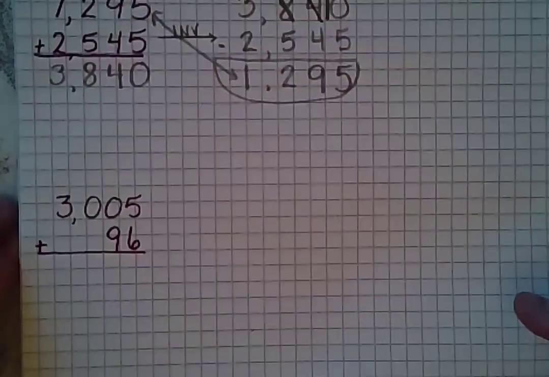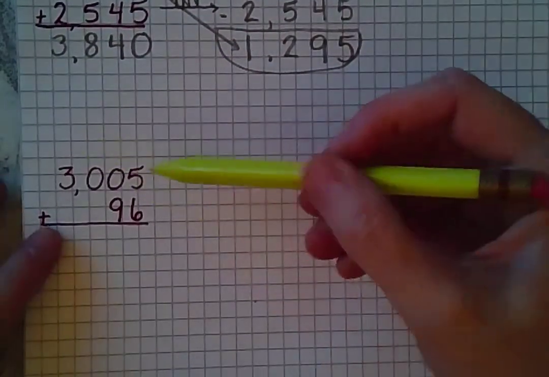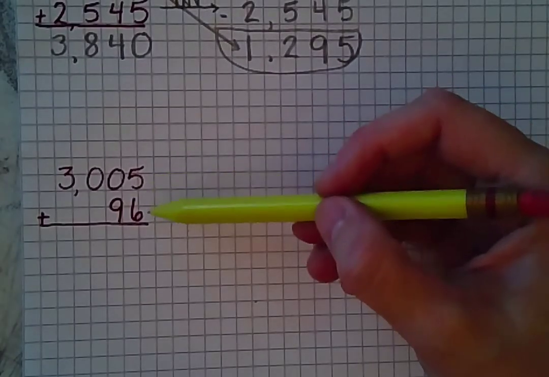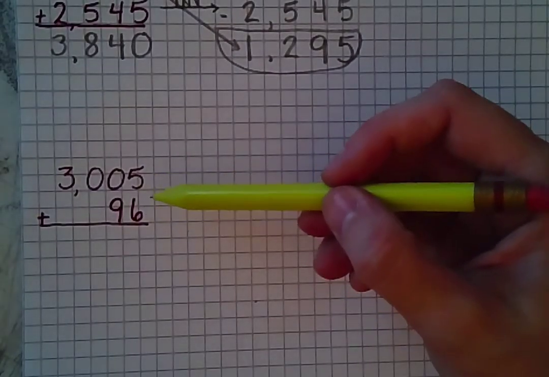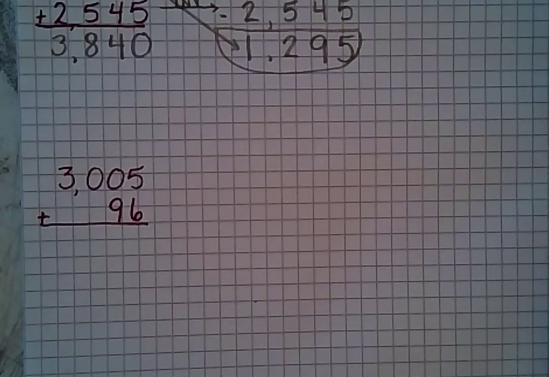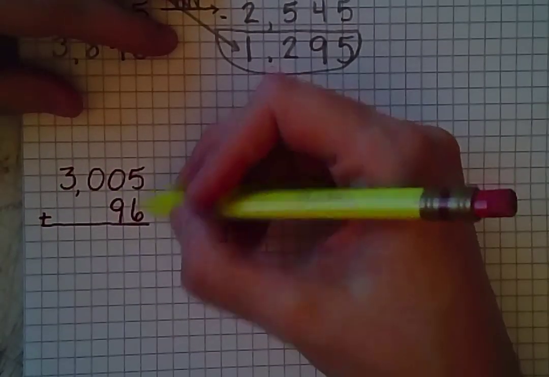Now we're going to try one a little bit different. We have a 4-digit number, and to it we're only adding a 2-digit number. So let's see where this leads us. 5 plus 6 is 11.